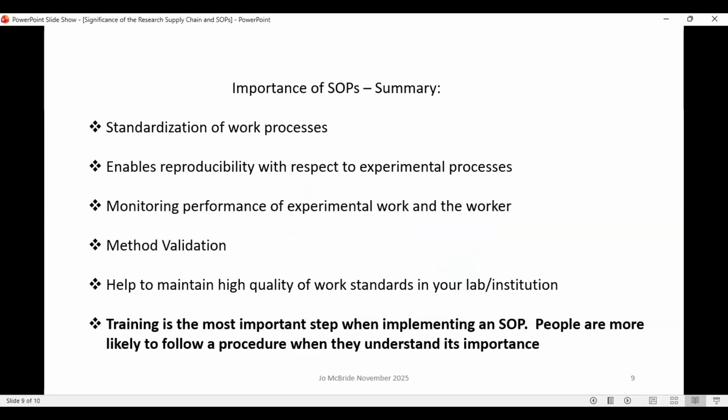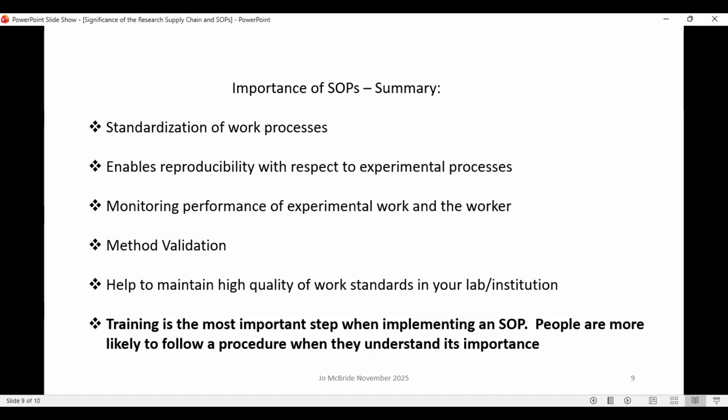So just in summary, what is the importance of SOPs? They help to standardize your work processes, enable the reproducibility of experimental processes. You can also monitor how your workers are performing, the method validation, and it helps to maintain a high quality of work standards in your lab or institution.